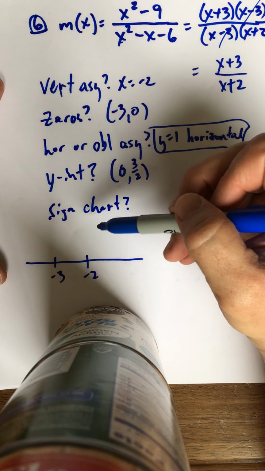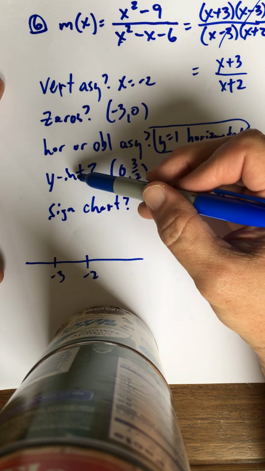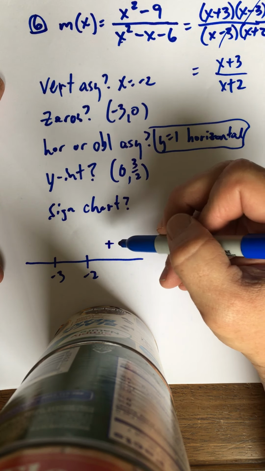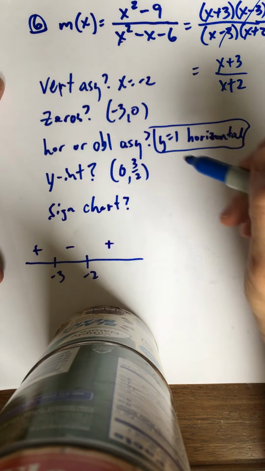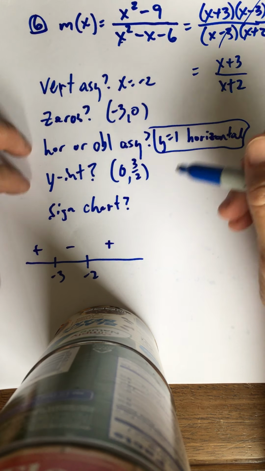So here's what we do. Pick a number bigger than -2, like a 0. We've already plugged it in and got it to be positive. And it will alternate because nothing's repeated on my critical numbers. So that's going to be the sign chart.